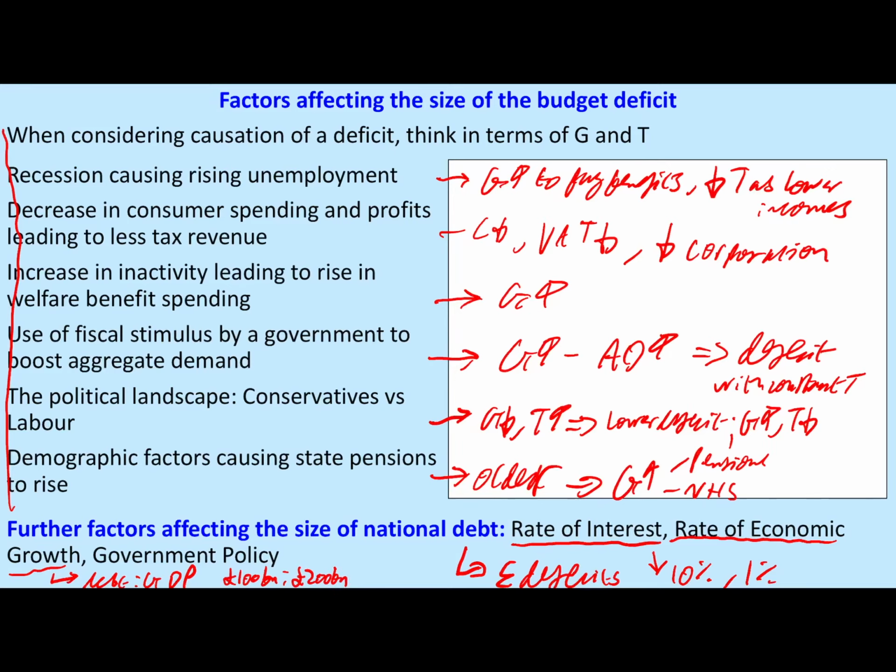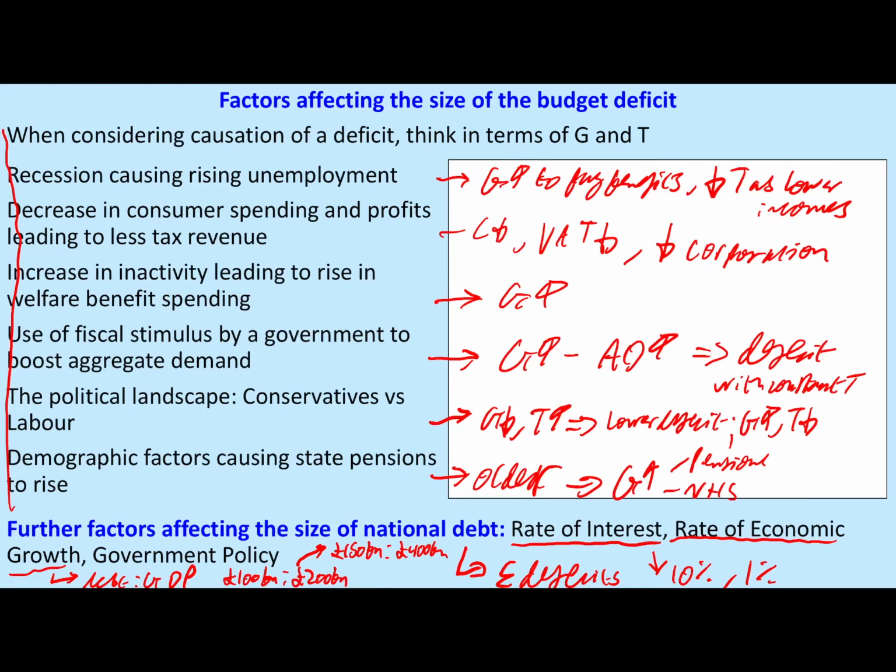Clearly, our debt to GDP ratio, the size of our national debt, is 50% of our GDP. If our debt grew to 150 billion, that's an increase in our national debt. But if in the same time our GDP doubled to 400 billion, there our debt to GDP ratio is in fact smaller. It's now less than half.